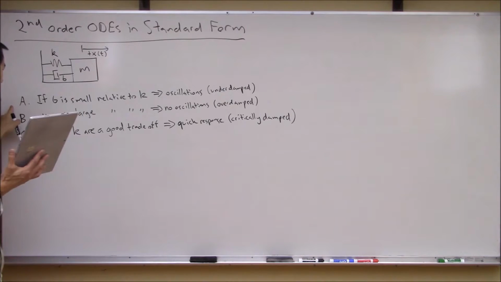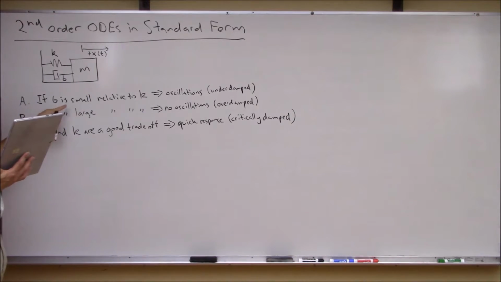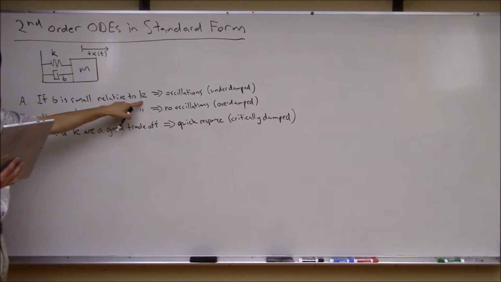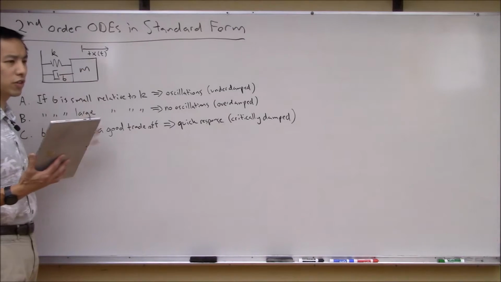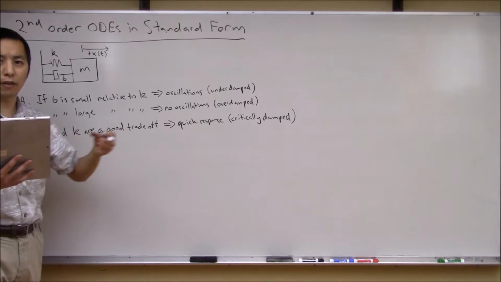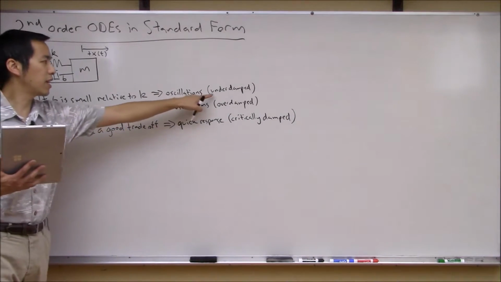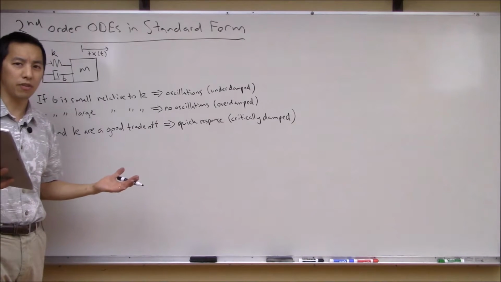And you know that you should be able to do that. We know that, for example, if b is small, if the damping is small relative to the spring constant, the general feeling should be that there should probably be a lot of oscillations in this system. It's going to act very springy. This is a case which is typically referred to as an underdamped system.